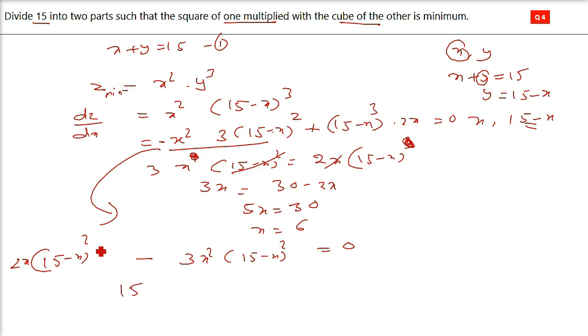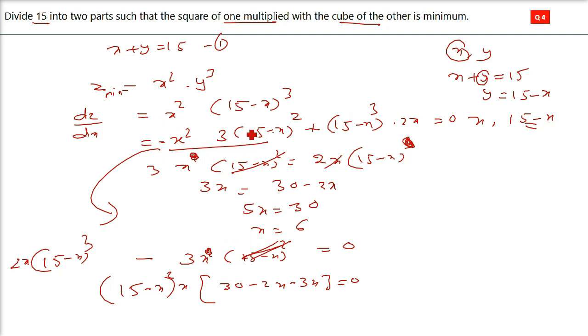Now I'm taking 15 minus x common. When I take 15 minus x common, I'm pretty sure that x equals 15 will be one of the critical points. I'm taking x outside, that will be x. So x equals 0 is another critical point. And what is left inside? Whatever is left inside is what we have already done. See, 30 minus 2x, or 30, this will be 15x, 5x basically. Minus 2x and minus 3x will get combined. It will be 30 minus 5x.